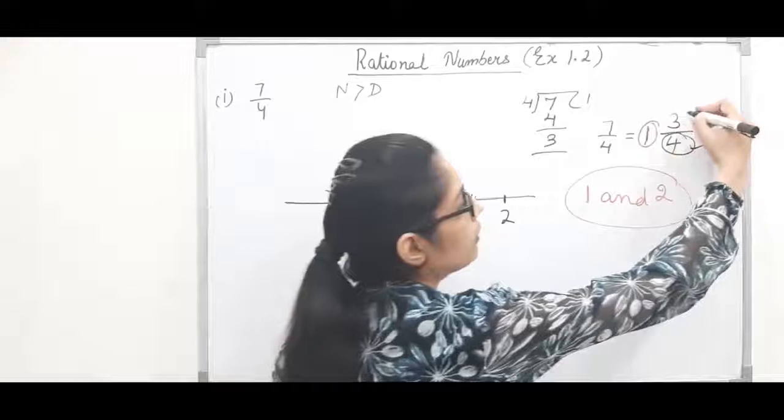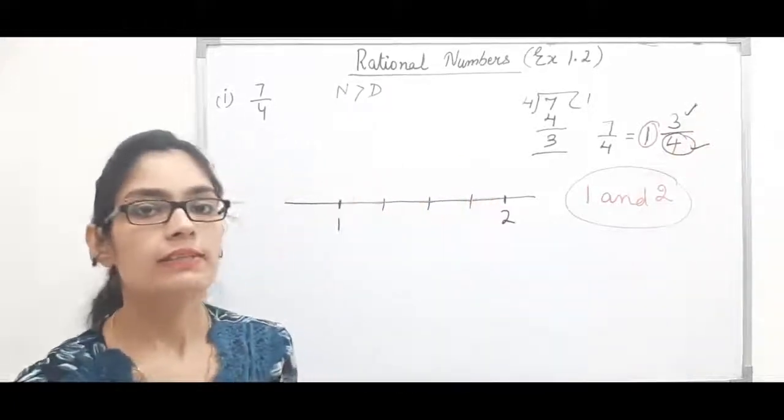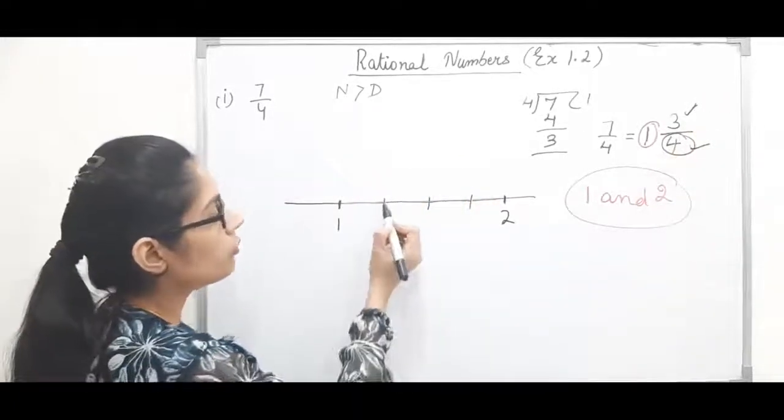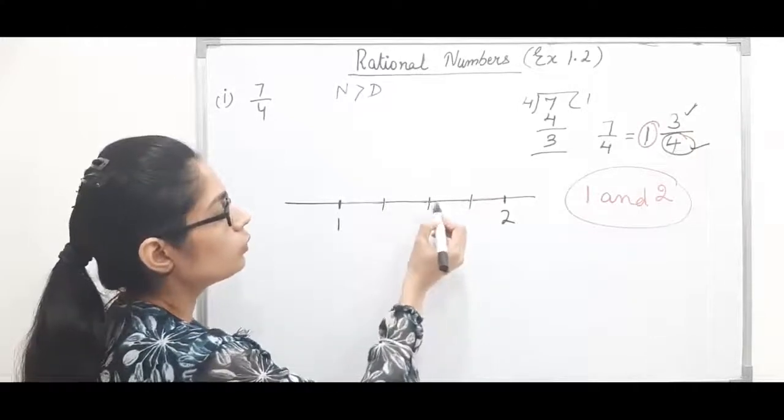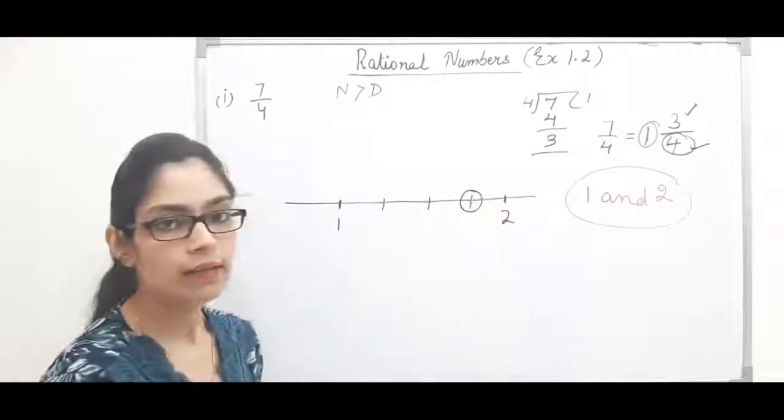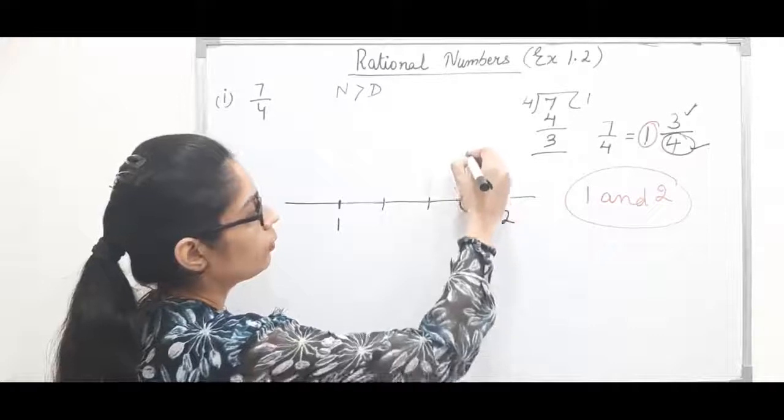Now just look at the numerator. The numerator is 3. Start counting from the first part: 1, 2, 3. Mark it, and here your point will lie.